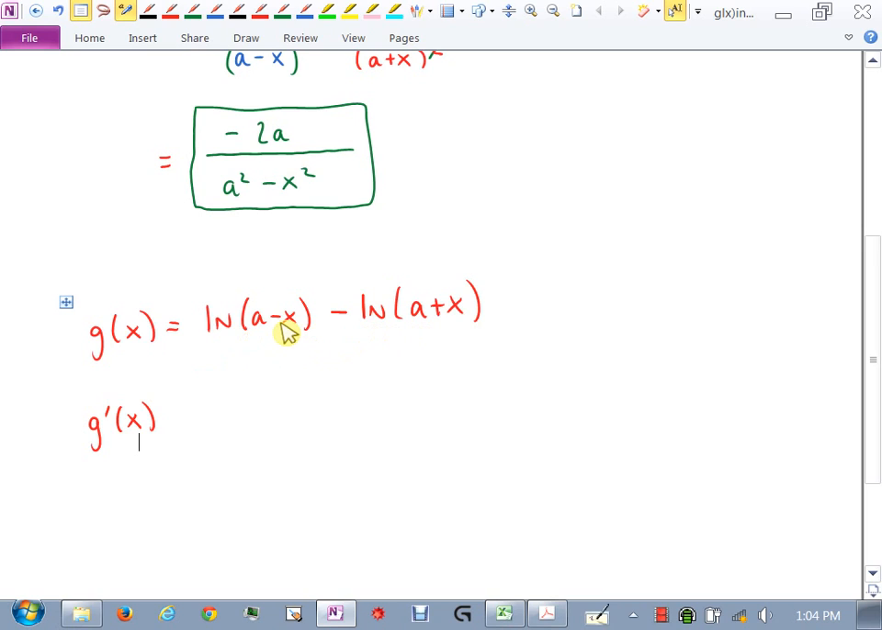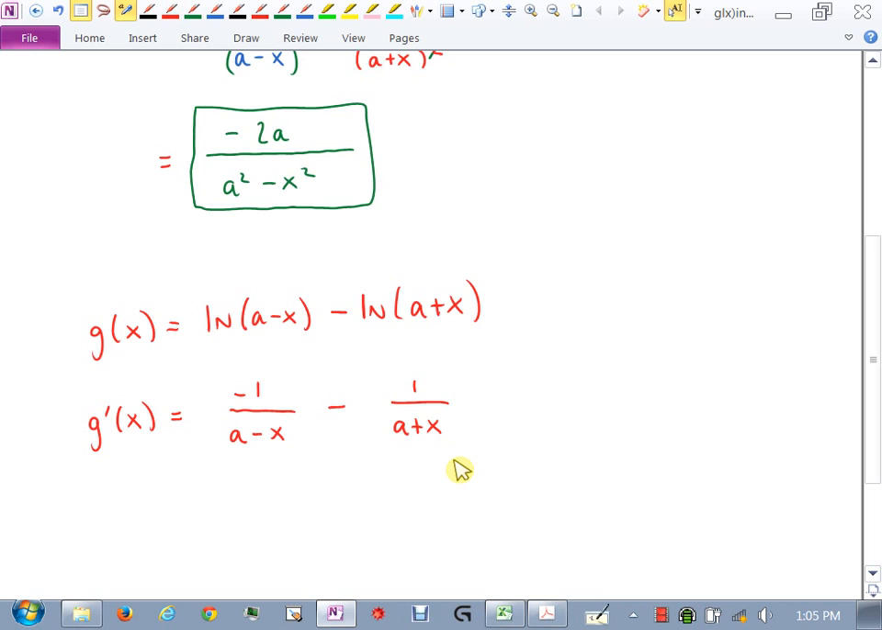Derivative of natural log of something is 1 over it, times the derivative of what's inside. What's the derivative of what's inside? Negative 1, so I'd have negative 1 on top of what was in there. Then minus the derivative of natural log of this, which would be 1 over it, times the derivative of what's in there. The derivative of what's in there is 1, so it's 1 over (a plus x).